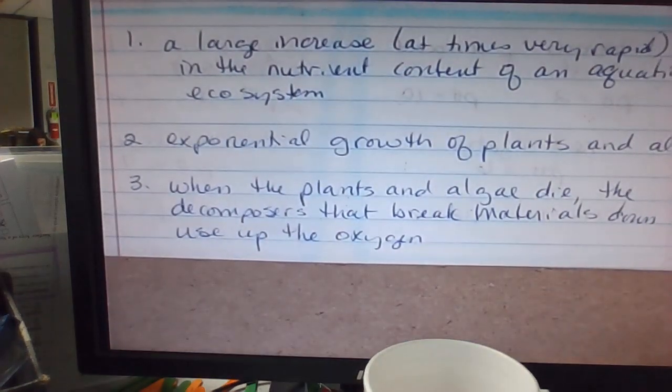All of a sudden, this plant material is going to die off because it's not going to live forever, but because there was such an exponential growth, there's going to be a huge die-off. And when those plants and algae die, they settle on the bottom, and the decomposers get to work, which is great because that's what they're supposed to do. The problem is that decomposers need oxygen in order to break stuff down. Where does it get the oxygen from? The aquatic ecosystem that they're living in. When plants and algae die, the decomposers that break materials down use up the oxygen.